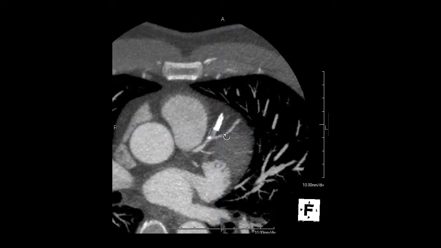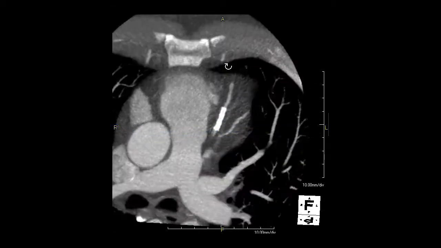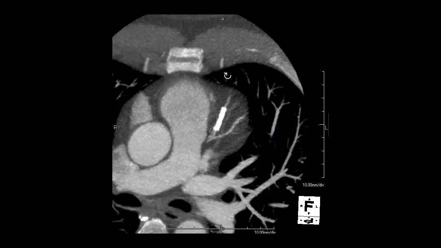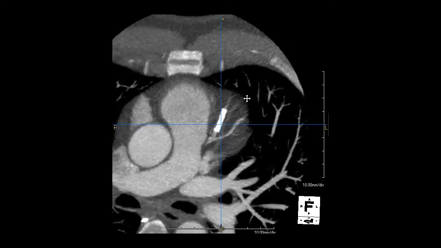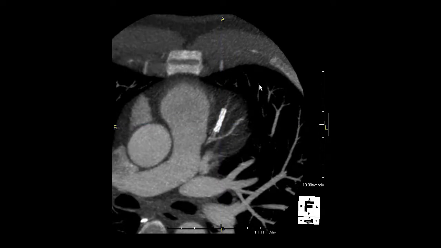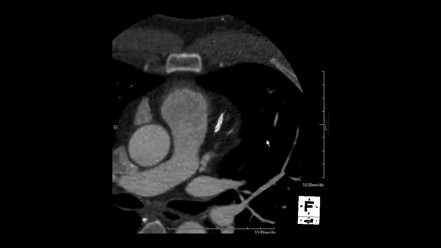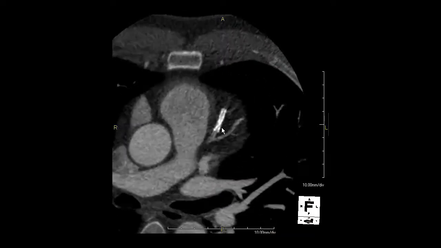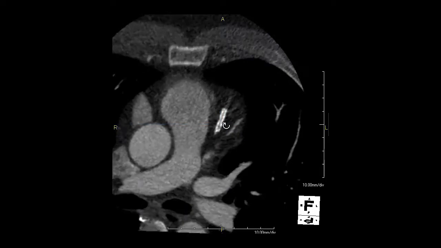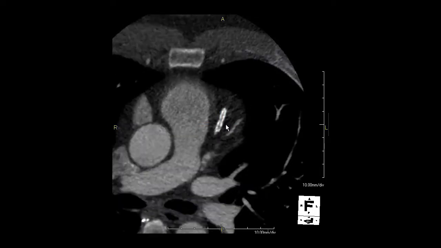The stent in the distal LAD is clearly patent, as we can establish at this situation. However, even deblooming the area and reducing it to an MPR really does not allow us to have an adequate view inside the left anterior descending.